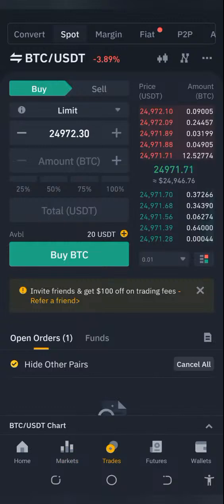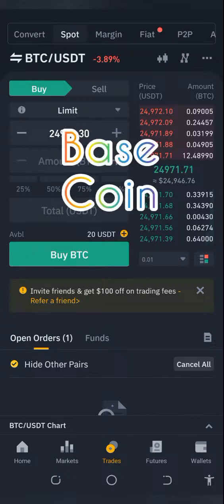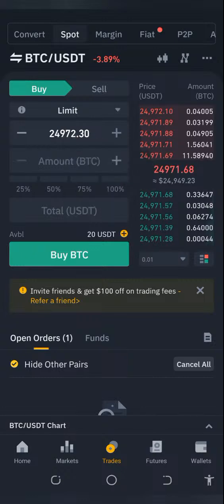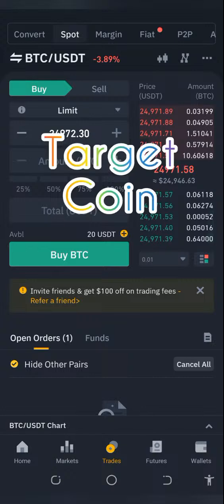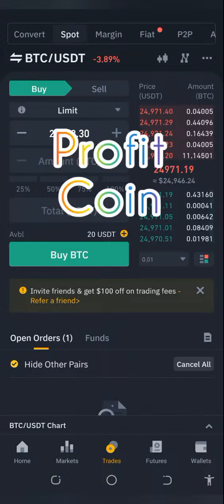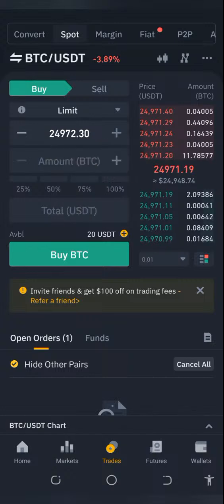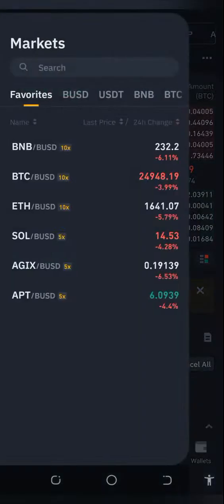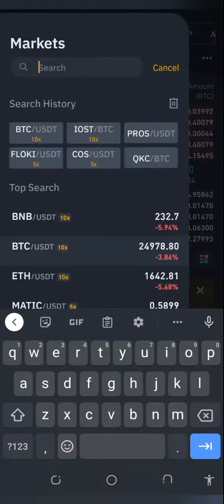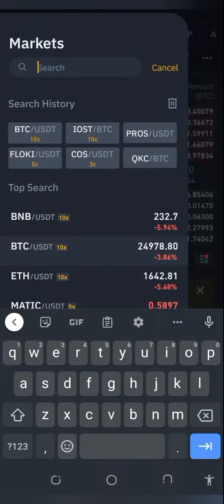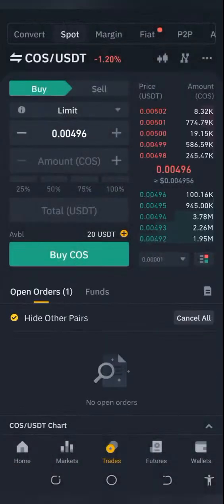First off, you need to have what we call your base coin. Second, you're going to have your target coin. And third, you're going to have your profit coin. So you're going to start off, and I'm going to give you a quick example of this. Let's look for a coin that can work. Let's just use COS, for instance, COS USDT. Looking at this, COS is actually the target coin.